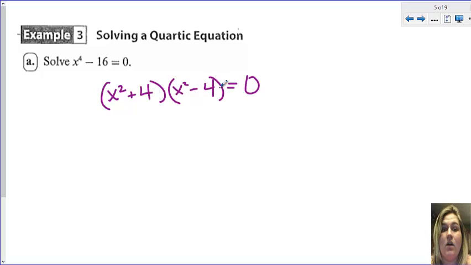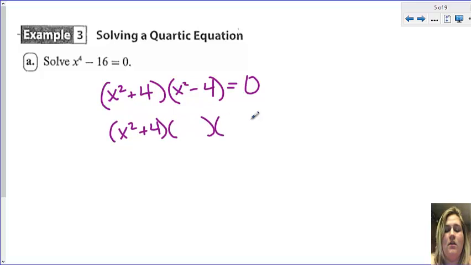Now something you need to recognize is that I have another difference of two squares, and notice this one is not a difference, so that one will not work. So I'm going to just have x squared plus 4, and then I'm going to split this one up again. So the square root of x squared is just x plus or minus the square root of 4, which is 2. So you have to watch for that because they'll try and trick you. So then you need to set each part of that equal to 0.